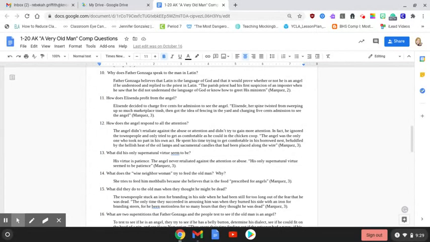What are 2 superstitions that Father Gonzaga and the people test to see if the old man is an angel? To test to see if he is an angel, they try to see if he had a belly button, determine his dialect, see if he could fit on the head of a pin, and see if he was Norwegian.